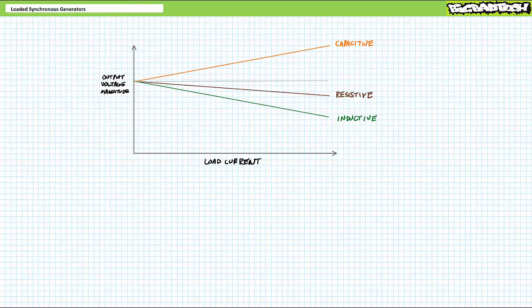This collection of curves illustrates the voltage regulation characteristics of a synchronous generator experienced for a range of loaded conditions. In summary, resistive loads experience a reduction in output voltage as current demand increases. Inductive loads experience a similar reduction effect, only more pronounced. Capacitive loads, in contrast, experience increased output voltage.